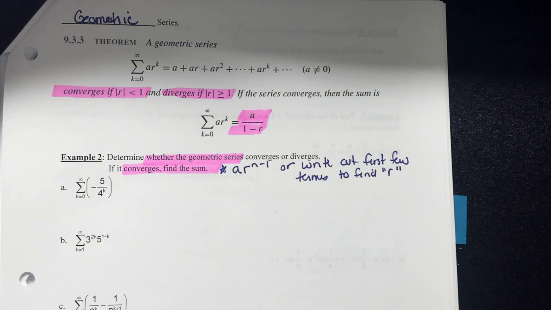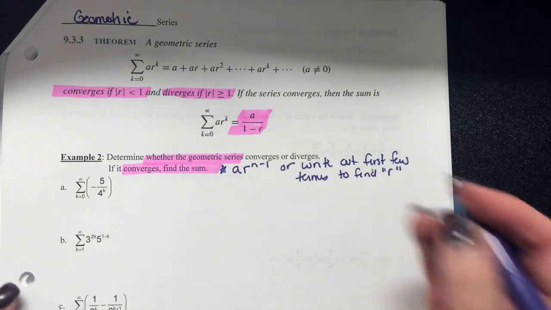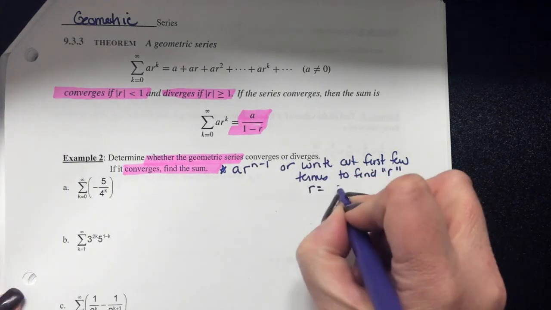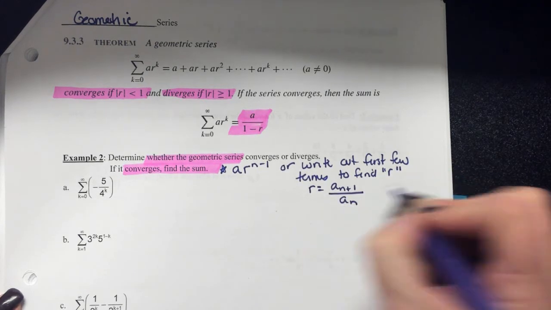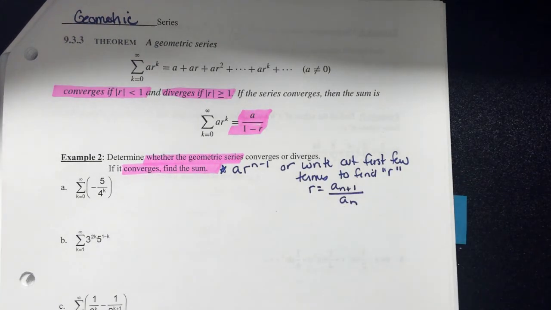So if I know the common ratio, I'll be able to know whether or not that ratio is less than 1 or greater than 1. So remember, to find your common ratio, you can take a term and divide it by its previous term. So if you're not sure what the common ratio is, you can take a term and divide it by its previous term to calculate what the common ratio is going to be.